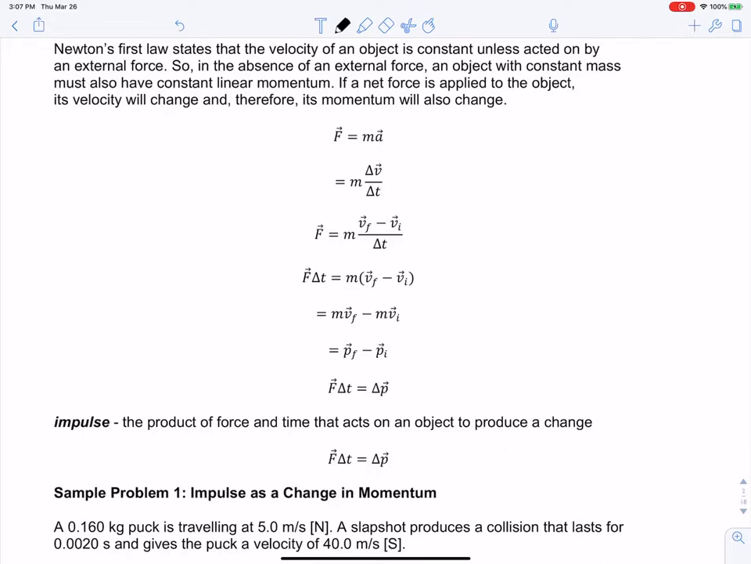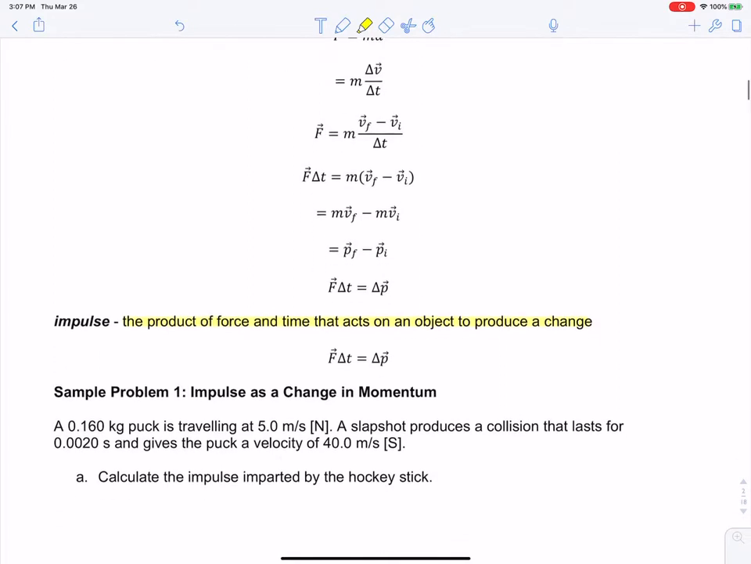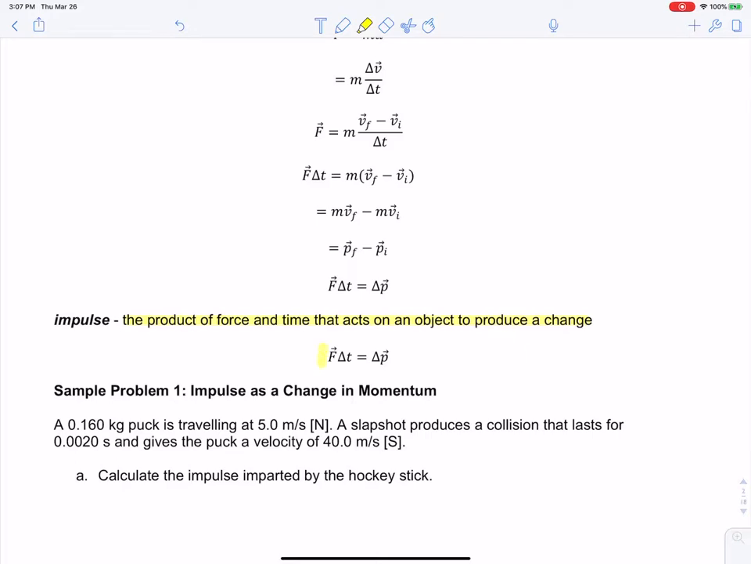Let's define impulse. Impulse is defined as the product of the force and time that acts on an object to produce a change. The equation for impulse is F delta t. And F delta t is equal to the change in momentum that the object receives. So if you apply a force on an object over a given amount of time, you will change the momentum of the object. Let's try a sample problem.